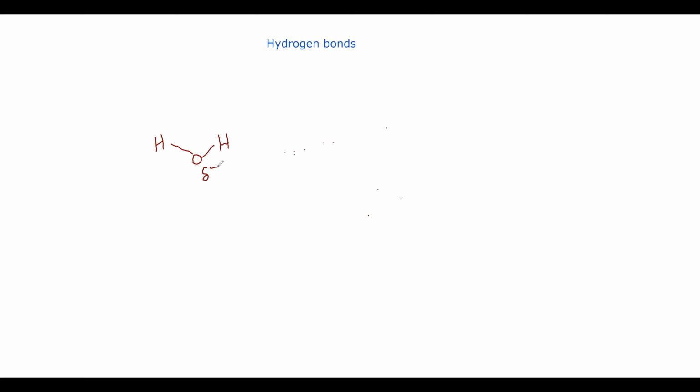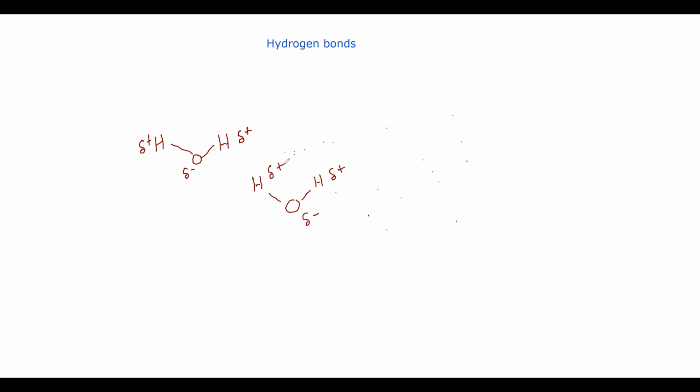Now the reason that we have that symbol that means partial negative is this is not an ion. It's a polar covalent bond that causes these different charges, because the electrons are shared unequally. So we put that little symbol to show you the difference between an ion and a polar molecule. So now I'm going to draw another water molecule. Okay, we've got our positive charges and our negative charge.